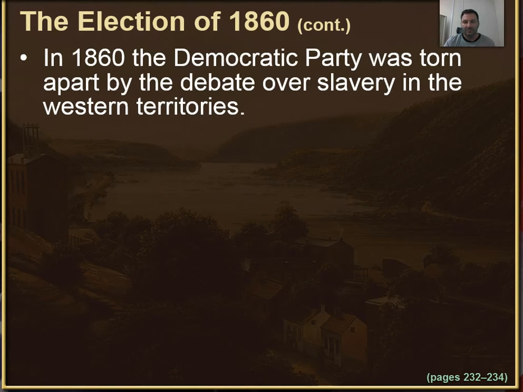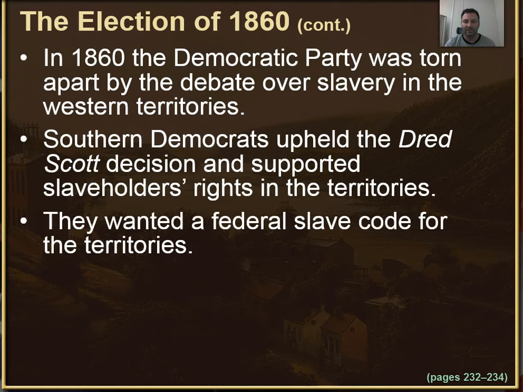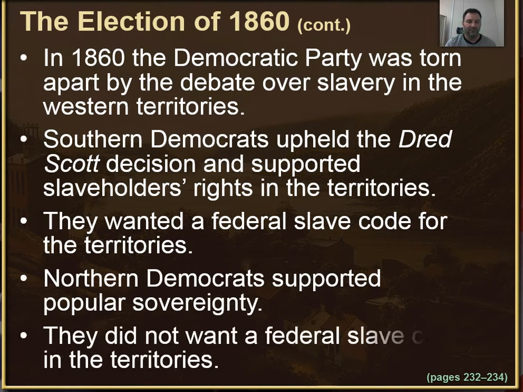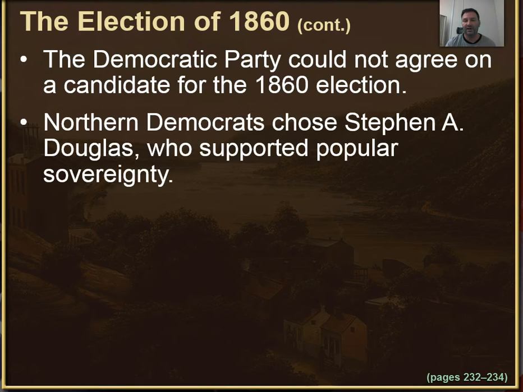In 1860, the Democratic Party was torn apart by the debate over slavery in the Western territories. Southern Democrats upheld the Dred Scott decision and supported slaveholders' rights in the territories. They wanted a federal slave code for these territories. Northern Democrats supported popular sovereignty. They did not want a federal slave code in these territories. So the Democratic Party could not agree on a candidate for the 1860 election.